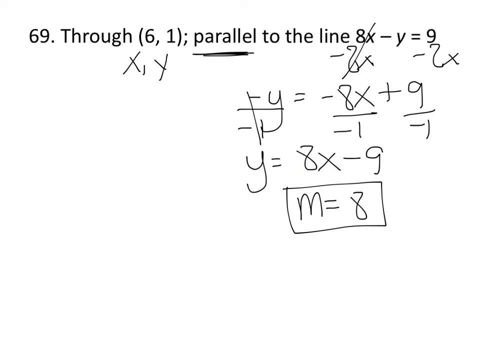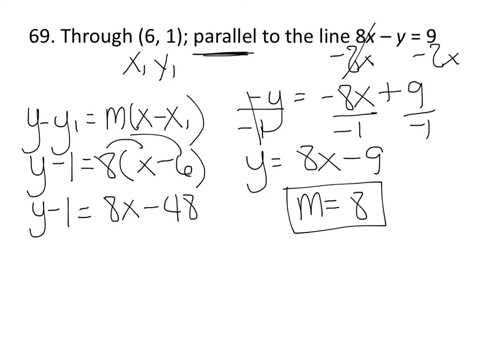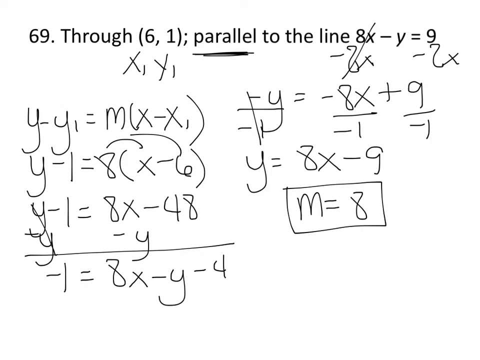And I'm going to use this point here that they gave me. So y minus y1 is equal to m times x minus x1. Y minus 1 is equal to 8 times x minus 6. Y minus 1 is equal to 8x minus 48 when you distribute the 8. And now I need to subtract y from both sides, because my 8's actually positive in this case. So I have negative 1 equals 8x minus y minus 48.